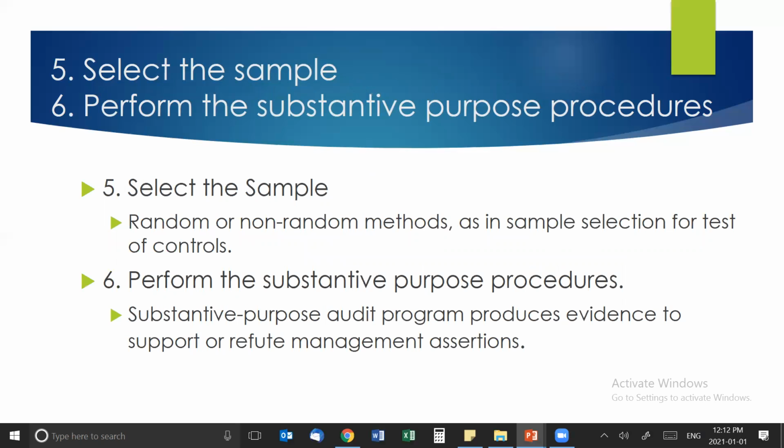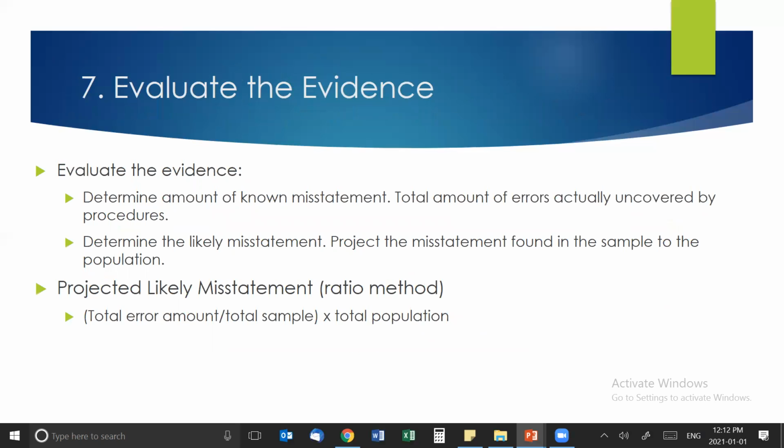And number 5, select your sample. So you actually go out and select the sample that you're going to test, and then perform the substantive procedures. Perform whatever substantive procedures you're doing, like inspection, recalculation, confirmations, all of that. And then you're going to evaluate the evidence. You're going to determine the amount of misstatement in your sample, and then compare it to the total population to find out the projected likely misstatement.